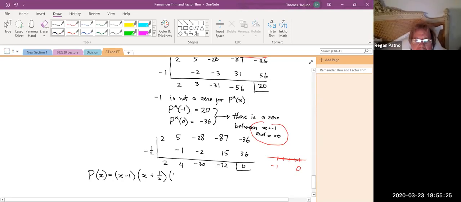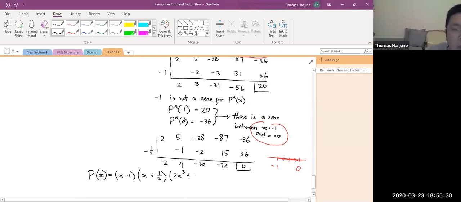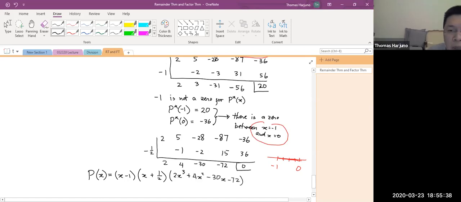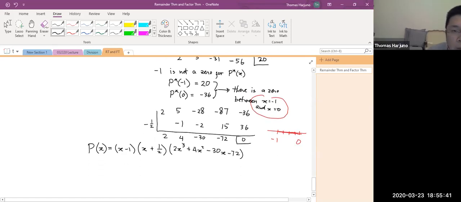Well, that would be 2x to the fifth, plus 4x squared, minus 30x minus 72. Is it right? Actually, from there you see that we have common factor 2 right now. Let me factor the 2 out. So 2 times x minus 1, x plus 1 half, x cubed plus 2x squared minus 15x minus 36.